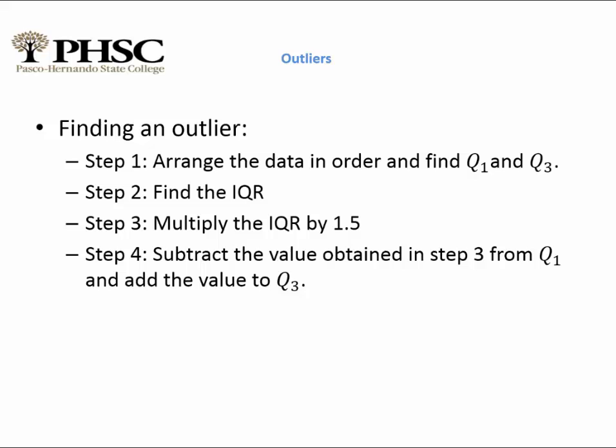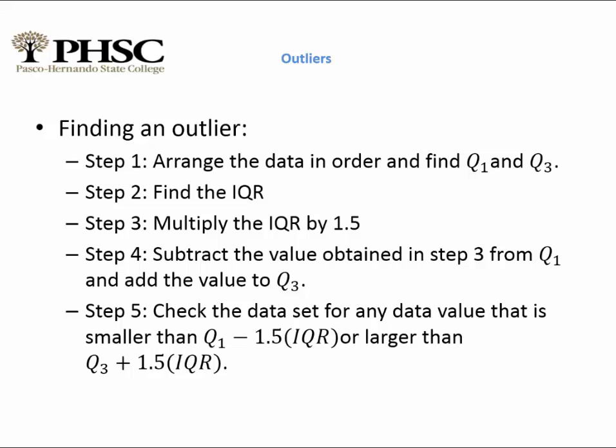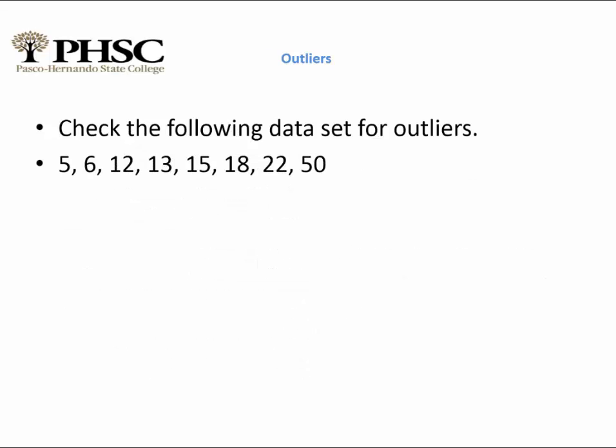You subtract the value that you got by multiplying the IQR by 1.5 from Q1, and you add that value to Q3. And then you check the data set. Any value that is smaller than Q1 minus 1.5 IQR or larger than Q3 plus 1.5 IQR is indeed an outlier. So here we have the same data set.